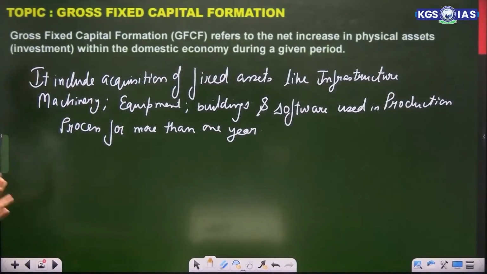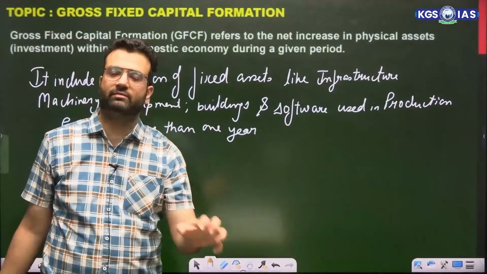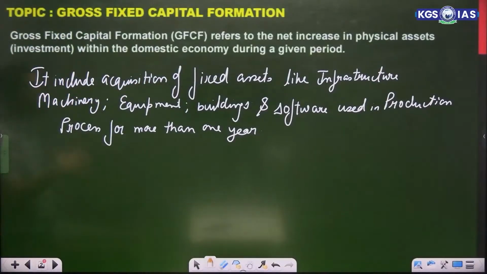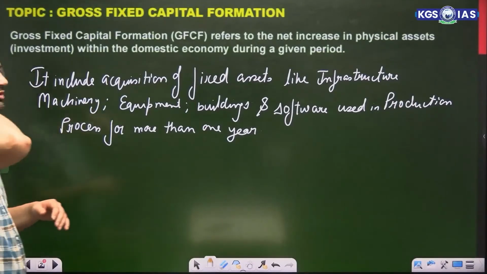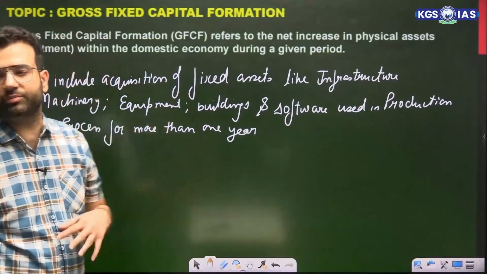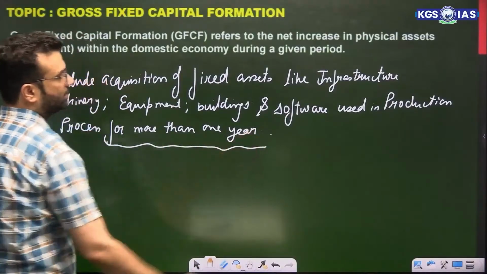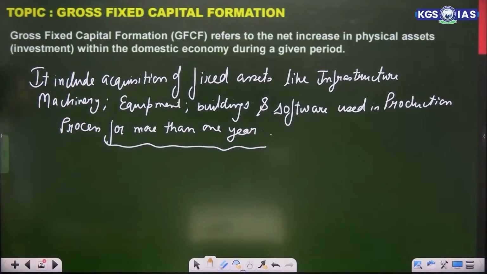So I hope you all know it includes acquisition of fixed assets. Matlab we purchase those fixed assets like infrastructure, machines, equipment, buildings and software that are used in the production process and used for more than 1 year. That is considered gross fixed capital formation. These are all part of gross fixed capital formation.